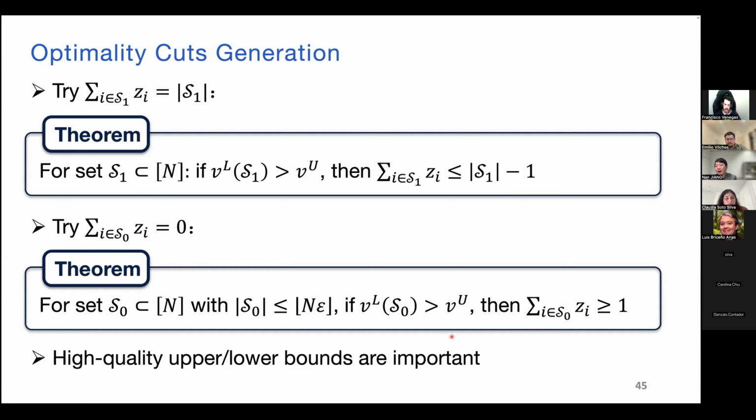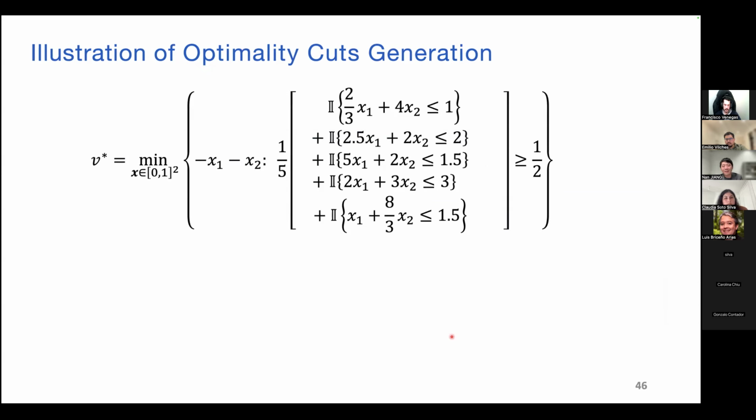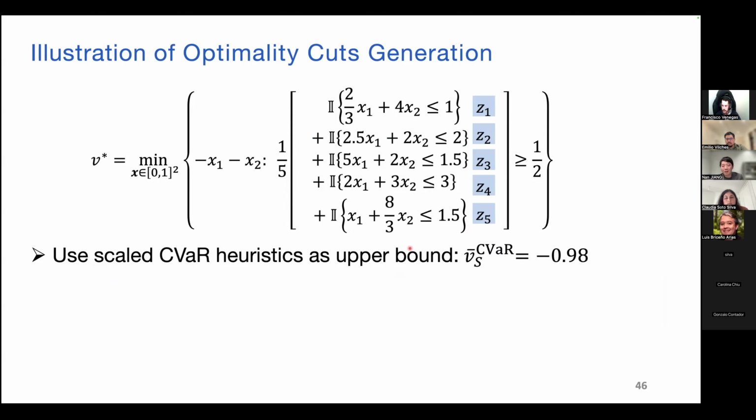So again here, you can see the upper and lower bounds are very important. I'm going to show you one example to convince you of that. Let's say we have 5 scenarios here. Z is 1 means this scenario is satisfied, and Z is 0 means this scenario is not satisfied. So we can use the scale CVaR heuristic as the current upper bound, and this upper bound gives us the value negative 0.98. And this is a minimization problem.